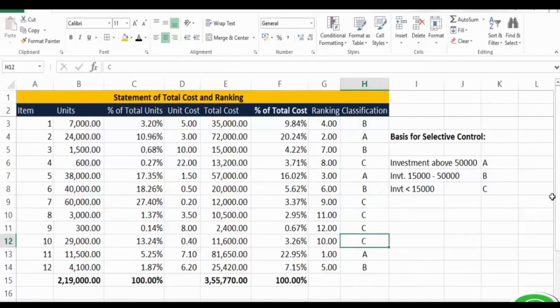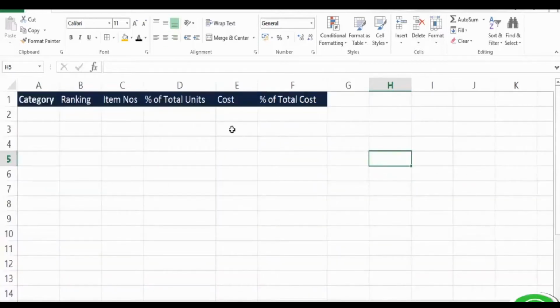So in this way, the classification has been done. Now, based on this classification, let's see how many units, what proportion, what investments are coming under category A, category B and category C. So I'm going to capture them in the next sheet. So let's make use of this sheet. We have columns for category, ranking, item numbers, then percentage of total units, cost, percentage of total cost, and you will appreciate why these columns are required.